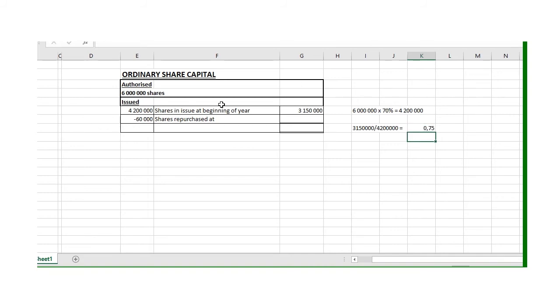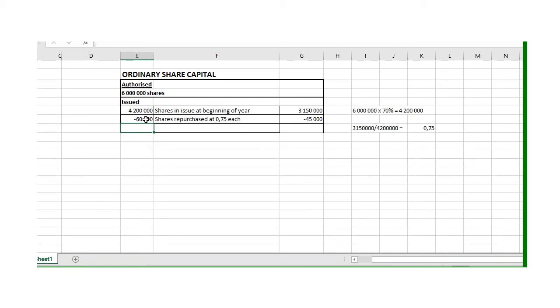So it's 75 cents. So say 60,000 shares were repurchased at an average price of 0.75 each. So if I do the calculation, 60,000 times 0.75, it will give me 45,000. So I must minus 45,000 from the 3 million. And that is the only information I've got, so I can do my final calculation.